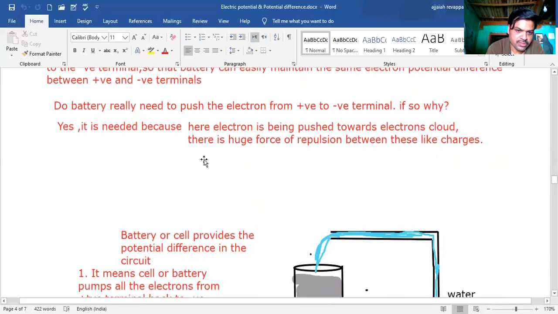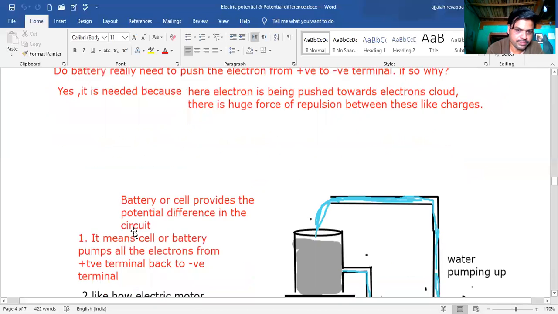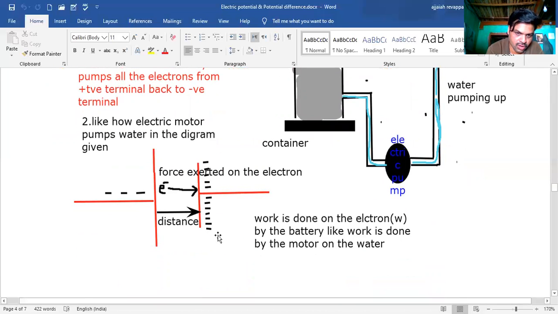My question is, at this stage, does the battery really need to push the electron from positive to negative terminal? Is that pushing required? If so, why? The answer is yes. The battery or cell has to push. Why does it have to push? Because here the electron is being pushed towards the electron cloud. This electron is being pushed towards the electron cloud because they are like charges. The electron cloud here is repelling this electron. There is a force of repulsion between these like charges.